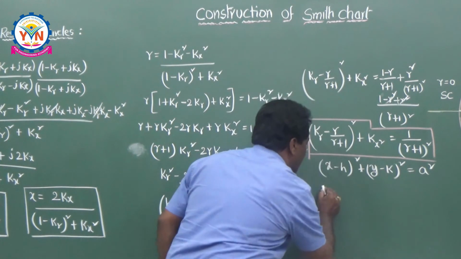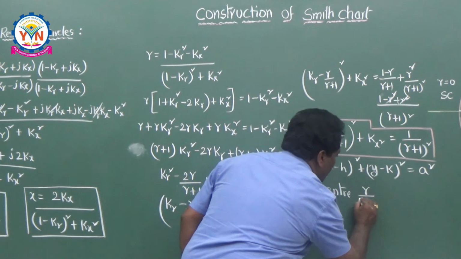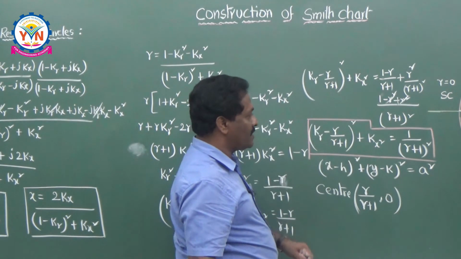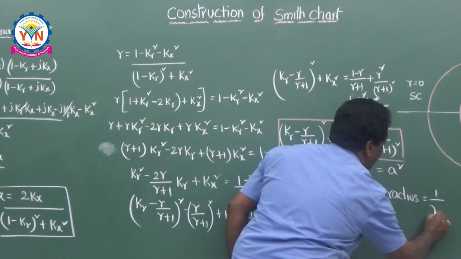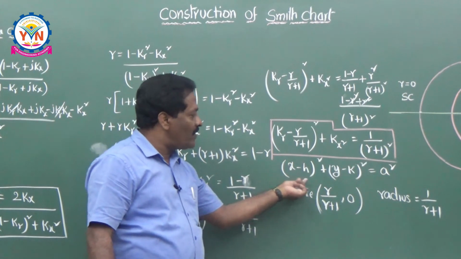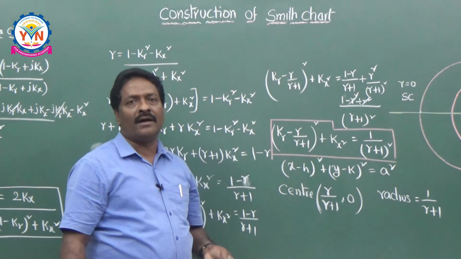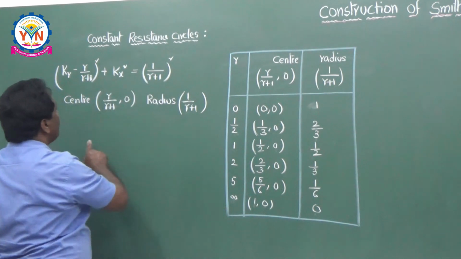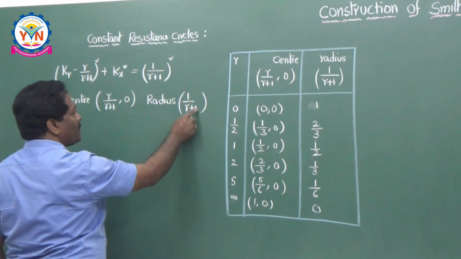So, here the center of the circle is r/(r+1), comma 0. This is the center because kx is not having this. And the radius is equal to 1/(r+1). Now, for different values of r, I would like to construct these circles. Those circles are nothing but the constant r circles. So this is the equation of a constant resistance circle having the center (r/(1+r), 0) and radius 1/(r+1).